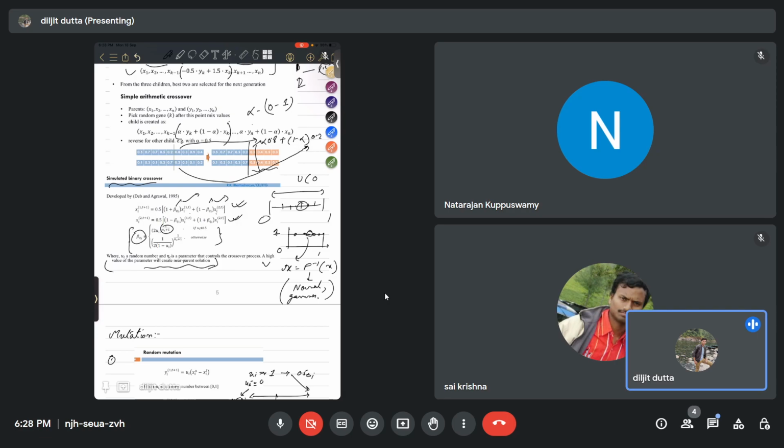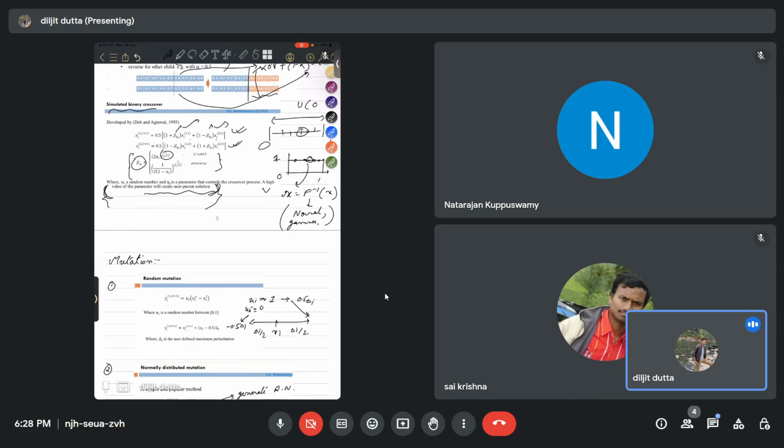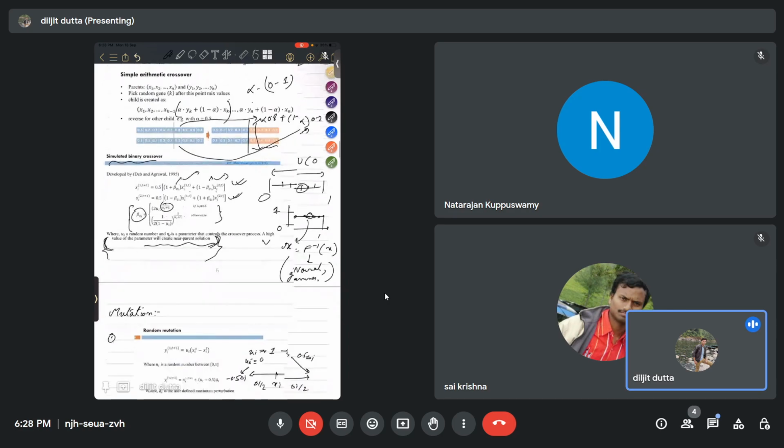But if the eta value is low, in that case we will have high beta, and then we are searching slightly away from the local, that is, the initial solutions. Remember this. This is important. What is the significance of this parameter eta? Okay, so these were some of the new methods of crossover.